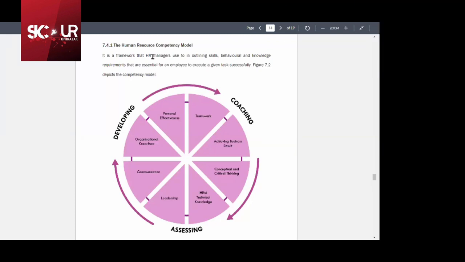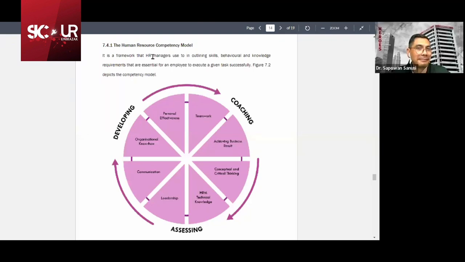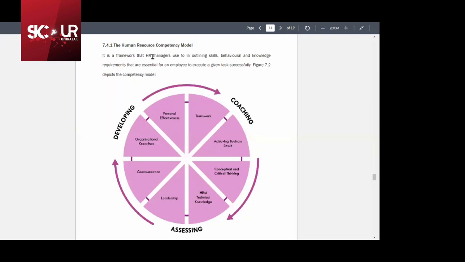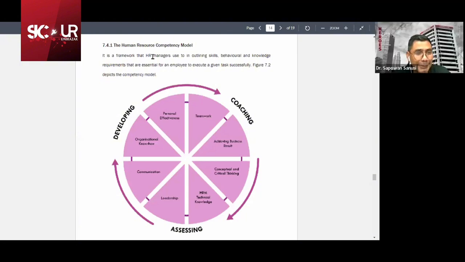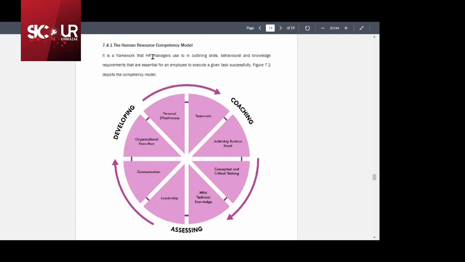MC has two types, right, Prof? Yes. One, genuine MC. The other, frequent MC on Fridays and Mondays. Yeah, there is a pattern, right? You know the pattern? The doctor.